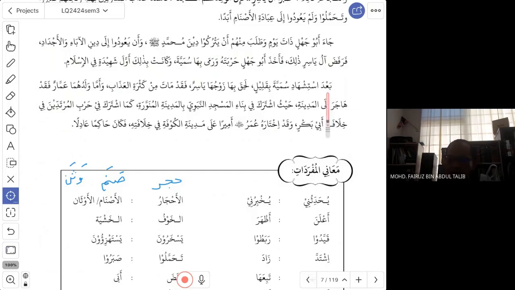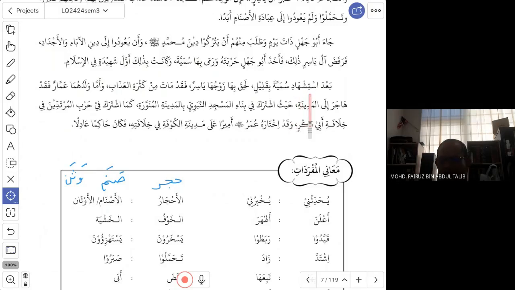The fourth paragraph: ba'da istishhad. This word, the alif is E with the kasra, E, istishhad. But when you join the two words, you just say ba'da istishhad without reading the alif. Ba'da istishhad Sumayyata biqalil, and after the death. So istishhad is referring to shahid. So she died as a shahid. So we call the death istishhad, meaning that she died as a shahid.